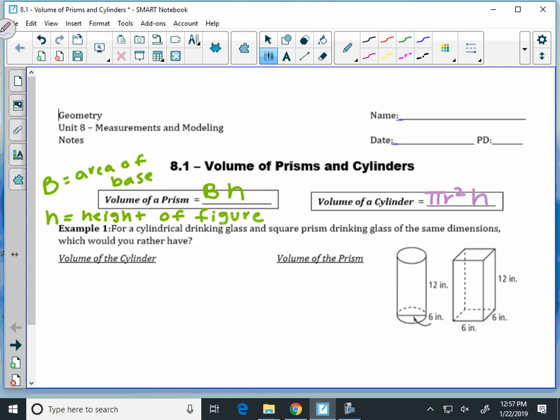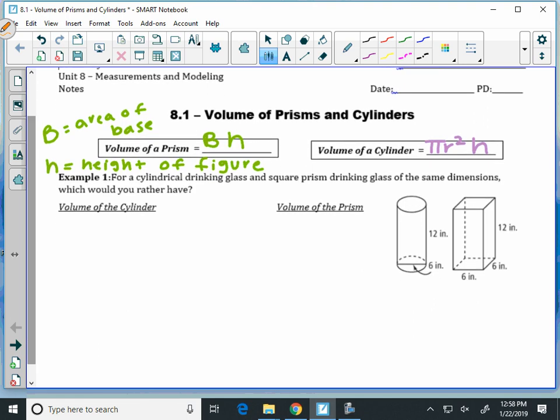So in this first example, it says, for a cylindrical drinking glass and a square prism drinking glass of the same dimensions, which one would you rather have? And I guess it just depends on what is in it. If you're really thirsty and there's water, you probably want one that's bigger. There's something like poison, I don't know if I want to drink the bigger glass, but we'll just assume there's like water and you're really thirsty. Okay? Well, let's find the volume of both shapes.